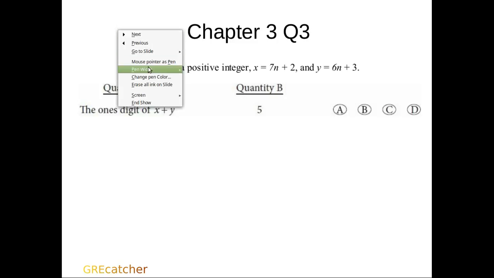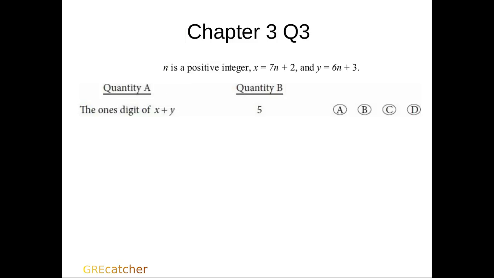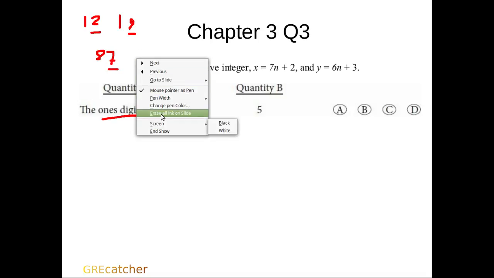I just want to stress some terminology here. The ones digit: for example, if you have the value 12, the ones digit is 2. If you have 19, the ones digit is 9. If you have 87, the ones digit is 7. I know it's very simple, but I just want to review this with you.